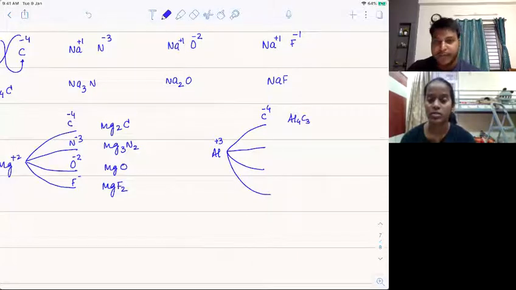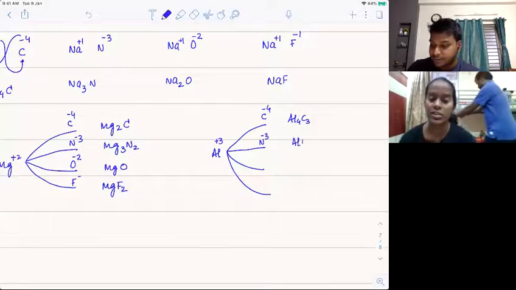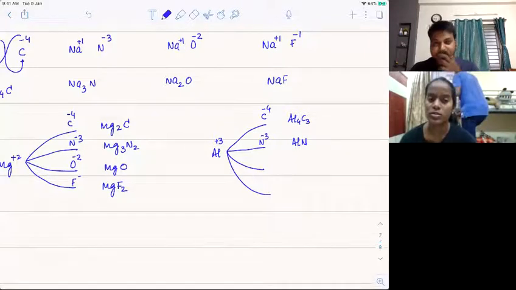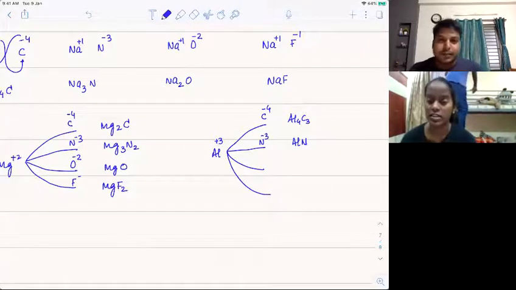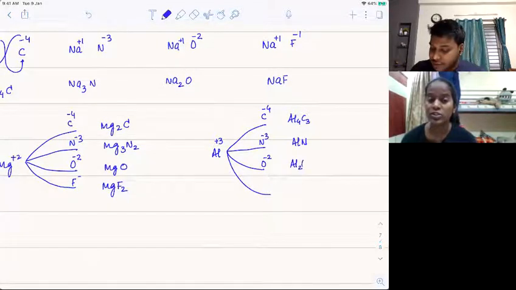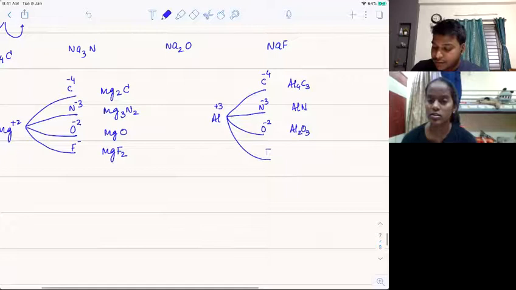Al4C3. With nitrogen, what do I get, beta? Al3N2. N3, na? 3 and 3. Al3N. Yeah. So it would be 1:1 ratio. Next, if it is with oxygen minus 2, then Al2O3. Then if it is with fluorine, Al. Al3. Very good.